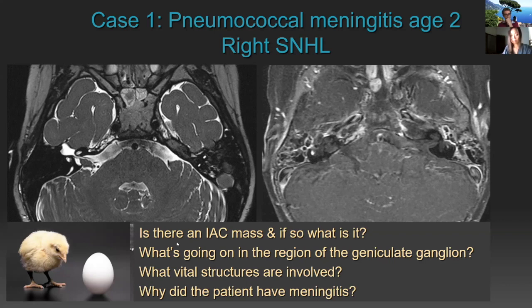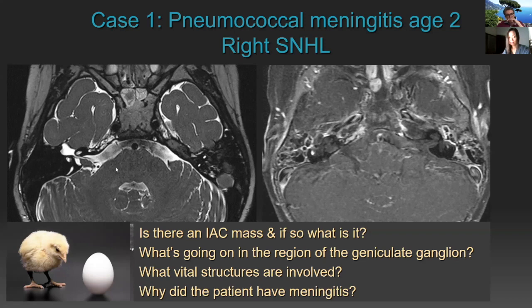So they wanted to know, first of all, did we think there was an IAC mass? And if so, what was the mass? Secondly, what did we think was going on with the geniculate ganglion? Thirdly, considering that they were planning to operate, were there any vital structures that were involved in this process? And finally, they wanted to know whether we thought there was any reason apparent on imaging as to why this patient had had meningitis.